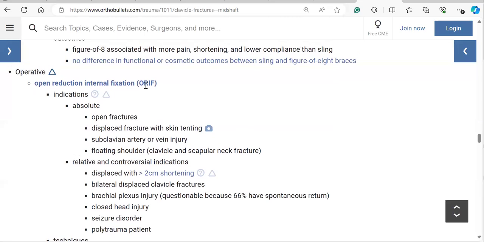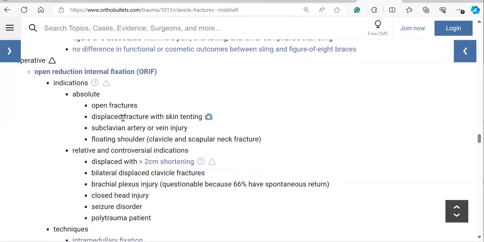When do we need to go for open reduction and internal fixation? Open reduction is needed for mid-shaft clavicle fracture, especially if it is an open fracture. If it is a displaced fracture with skin tenting, as we said, if there is any neurovascular injury, then ideally we will need to go for open reduction and internal fixation.